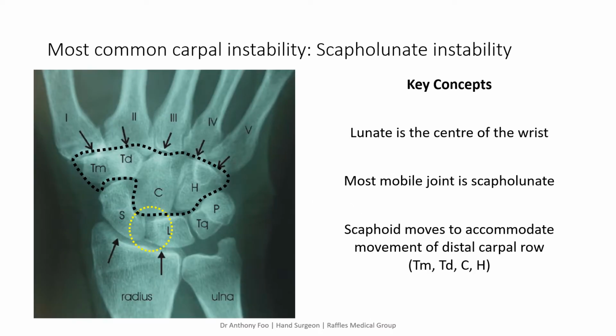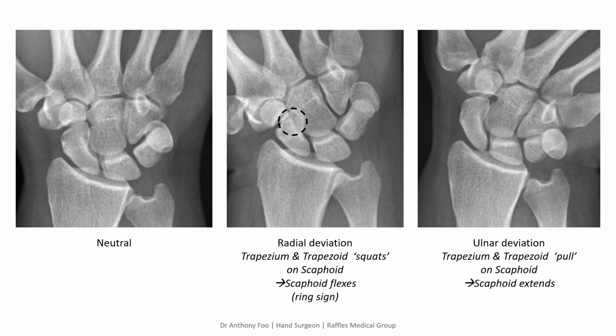So let's focus a little bit of our attention on the most common carpal instability, that is the scapholunate junction. The key concept is this. The lunate is the center of the wrist, and the most mobile joint is the scapholunate joint, because the scaphoid moves to accommodate movement of the distal carpal row. For instance, when it's in neutral, the scaphoid is somewhat extended. In radial deviation, the trapezium and trapezoid squat onto the scaphoid. So this causes the scaphoid to flex.